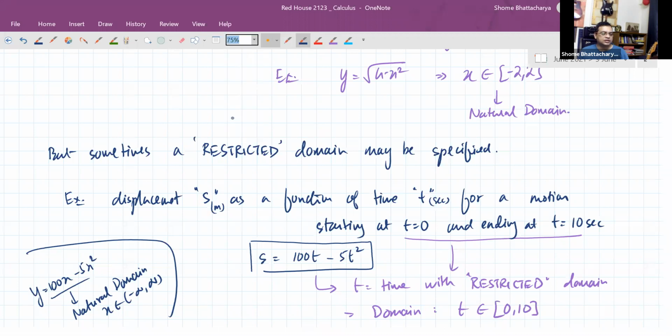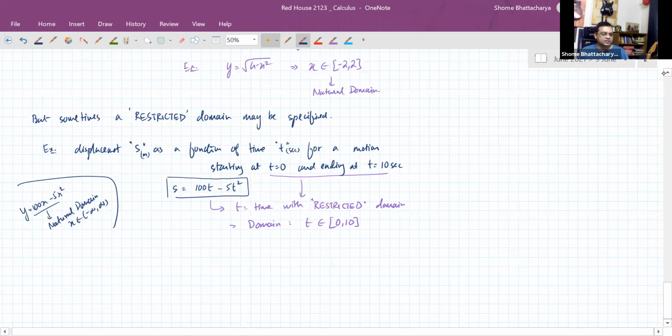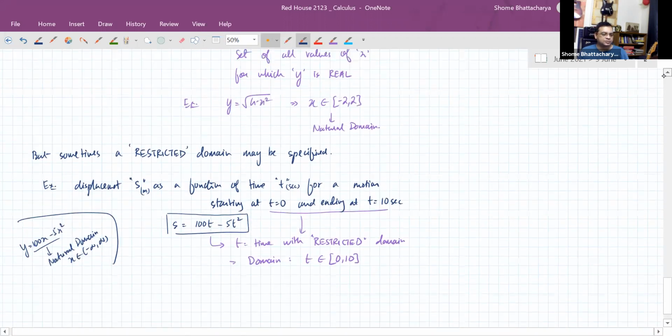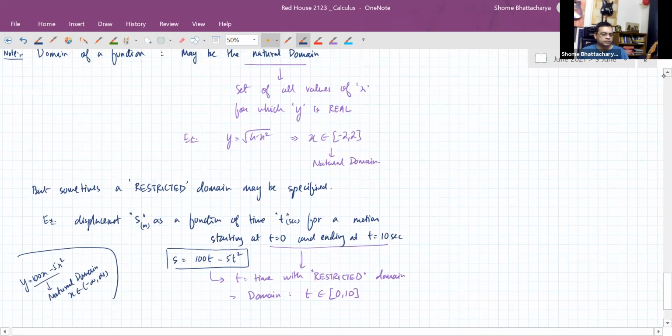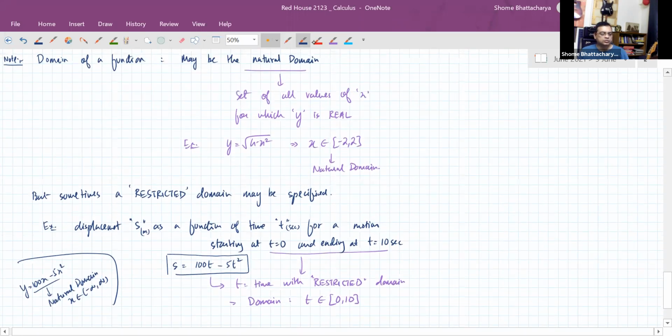So typically when we apply functions in physics problems or sometimes even in maths problems, we have a restricted domain. Now the most important thing is that when the domain is restricted, accordingly the range also has to be restricted. So here this unrestricted function 100x minus 5x square would have had a different range, but now when I restrict the value of time between 0 and 10, it has a restricted range also. We'll come to the point about the range later.